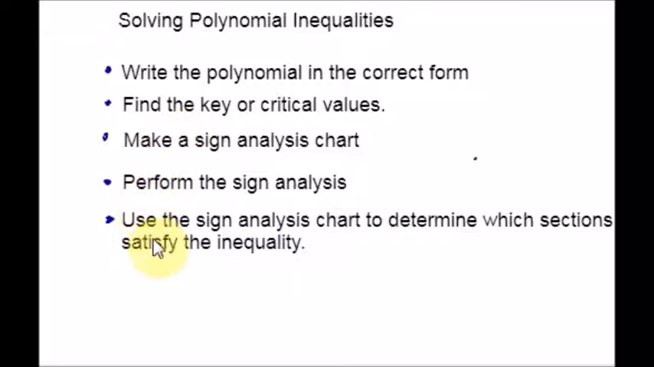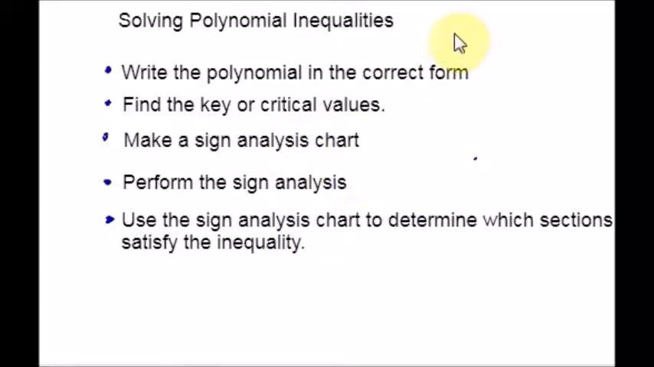And step 5 is to use the sign analysis chart to determine which sections satisfy the inequality. If the inequality is less than 0 or less than or equal to 0, then you want all of the negative sections found in the sign analysis chart. If the inequality is greater than 0 or greater than or equal to 0, then you want all of the positive sections found in the sign analysis chart. Finally, use interval notation to write the final answer. So these are the important 6 steps we follow in solving any polynomial inequality.